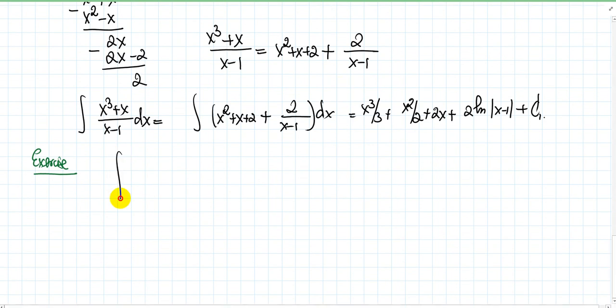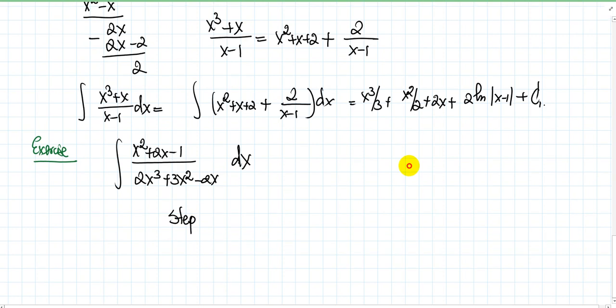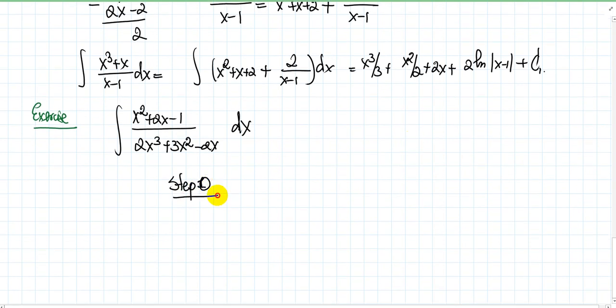So let's integrate x squared plus 2x minus 1 divided by 2x cubed plus 3x squared minus 2x dx. Okay? So what do I need to do, first of all? What was the first step? Step 0, check the powers, right? What is the power of the numerator? It is 2. What is the power of the denominator? It is 3. I cannot divide them, right? Because the power of the numerator is smaller, okay?